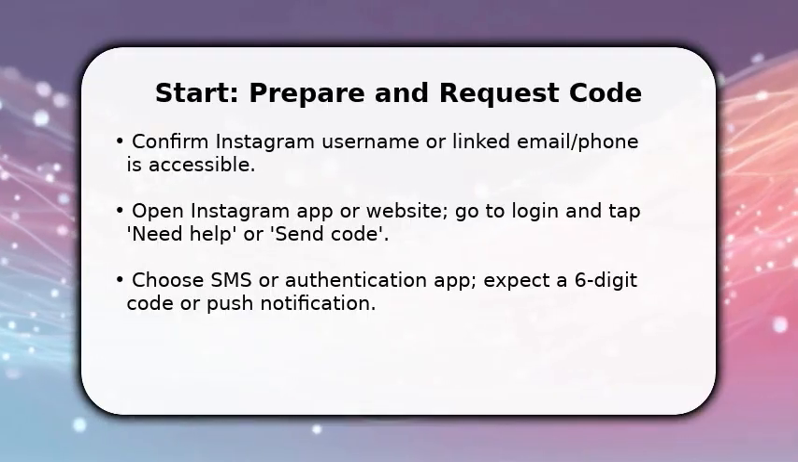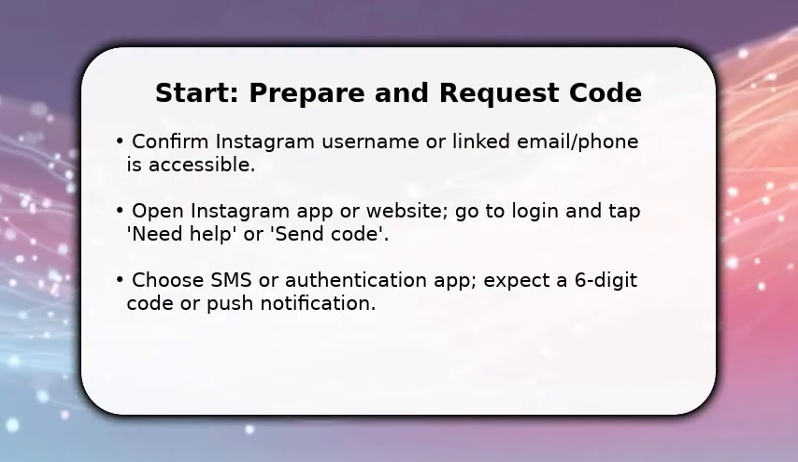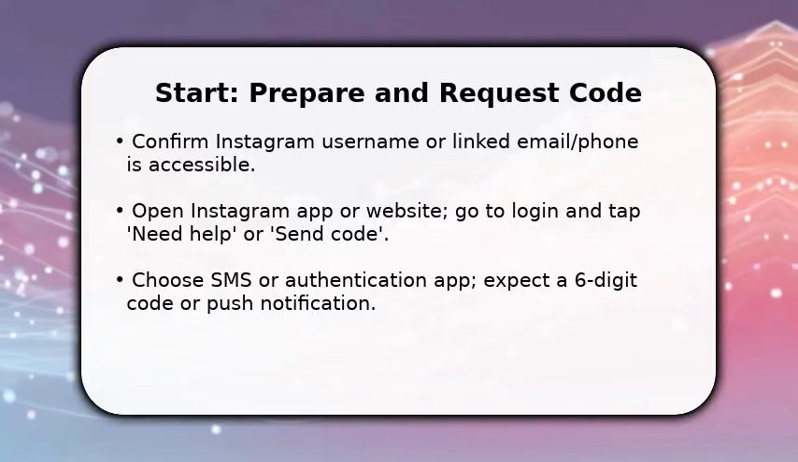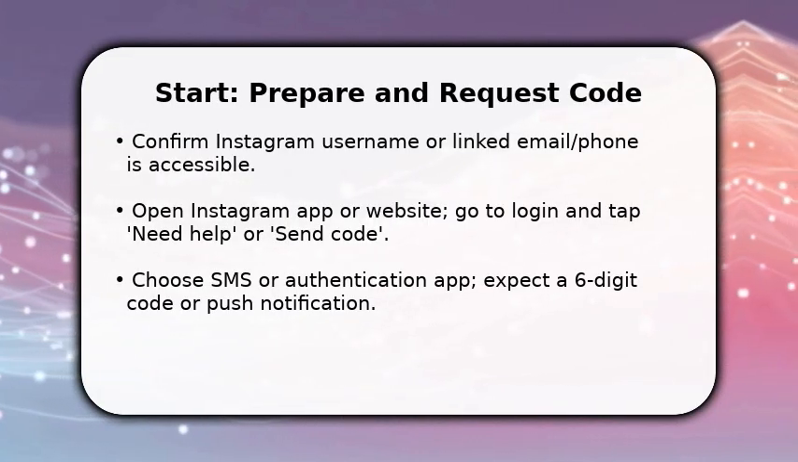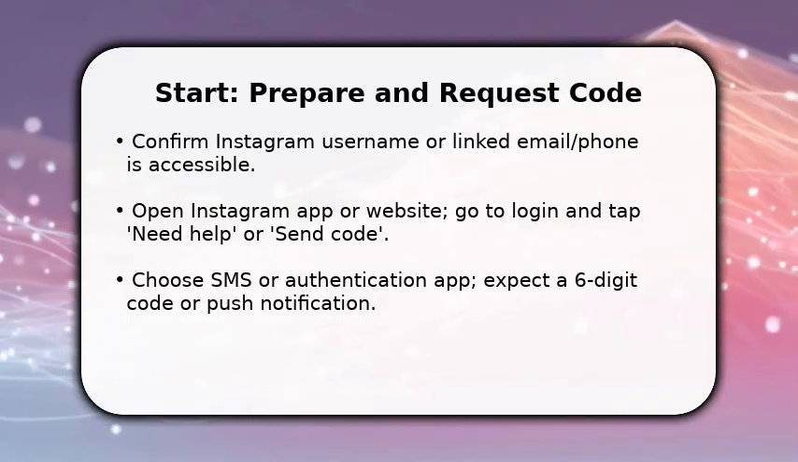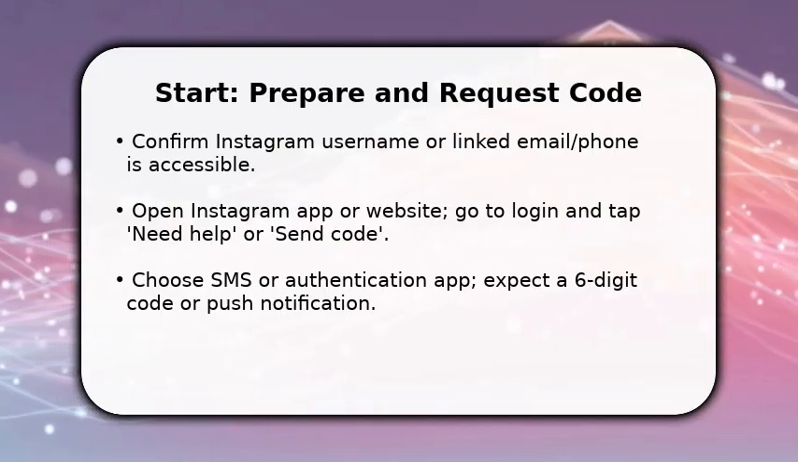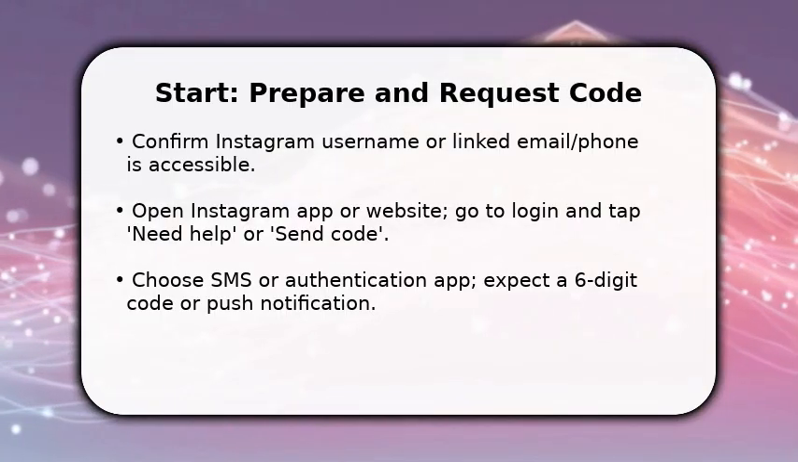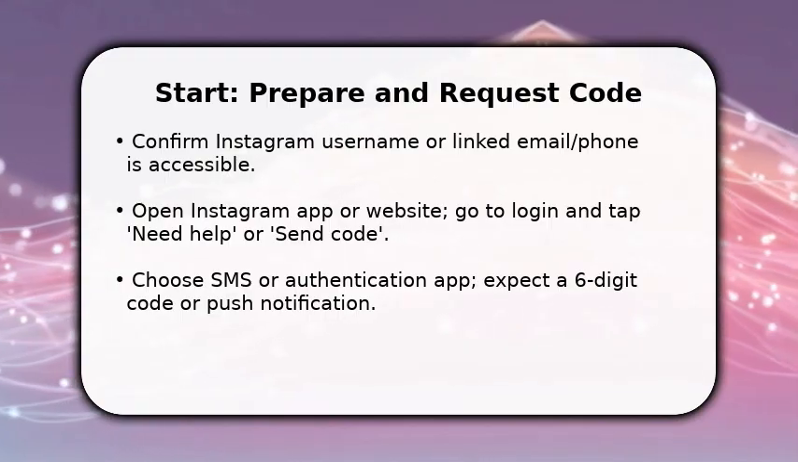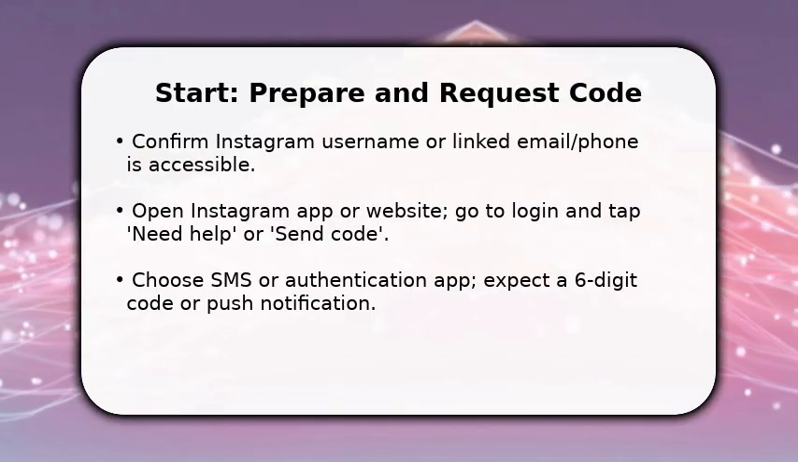You begin by confirming you can access the account's recovery channel. That's crucial so the code reaches you. Open Instagram and go straight to the login screen, then select Get Help Signing In or Send Code. Choose SMS if you have the phone, or select an Authenticator app if you previously set one up. Once requested, wait for the 6-digit code. This step triggers the server to generate a time-limited code, so act promptly when it arrives.